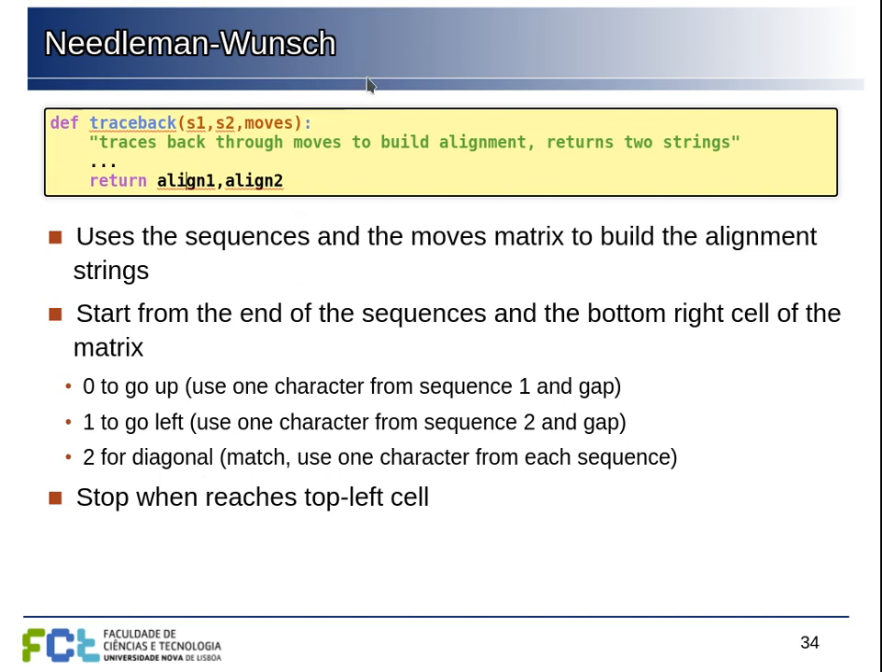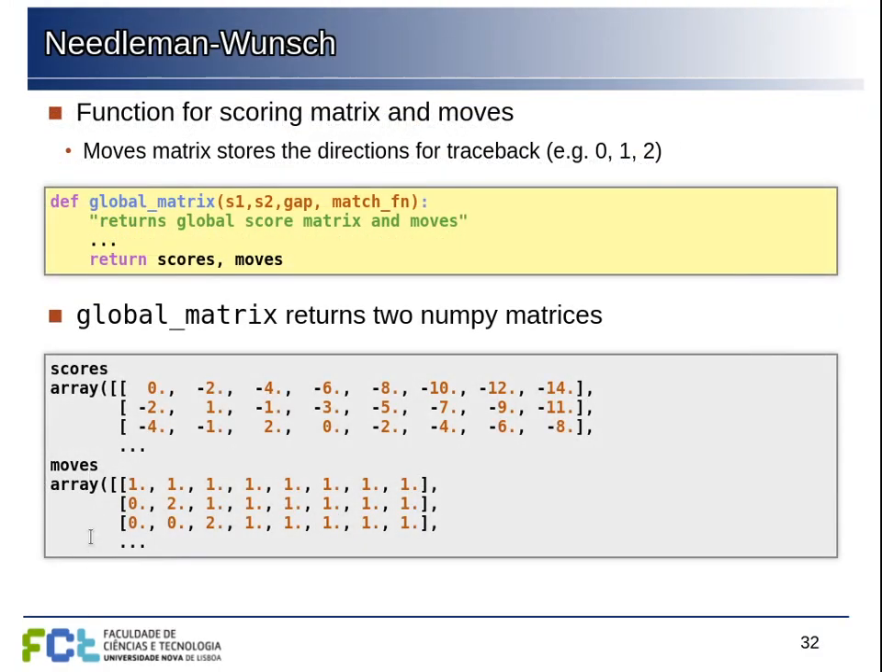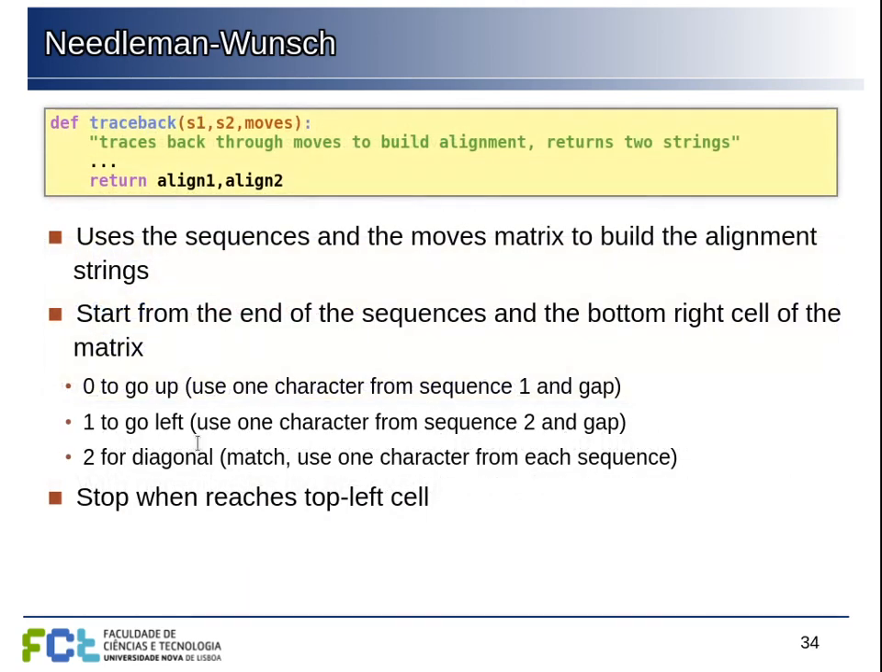And for example, if we use this convention here, when we find a 0, we need to go up. So this means we're going to use one character from sequence 1, which is the one that we have here in the rows. We're going to use one character from this one, but since we are going up on the matrix, we are not going to use anything from sequence 2, which is at the top. That means that when we go up, we use one character from sequence 1, and we use a gap on the side of sequence 2.